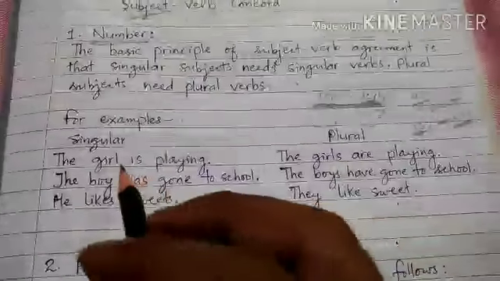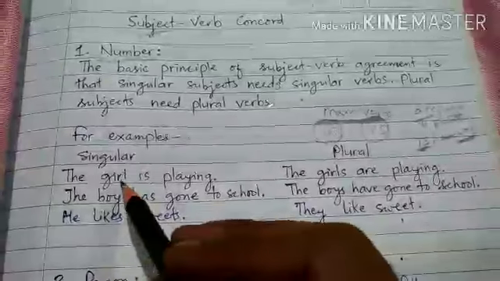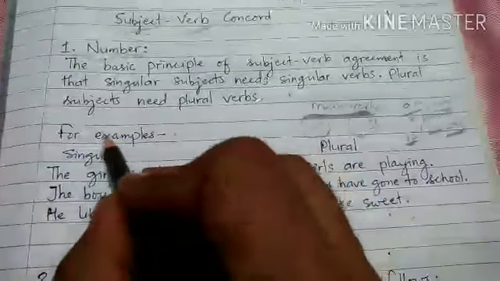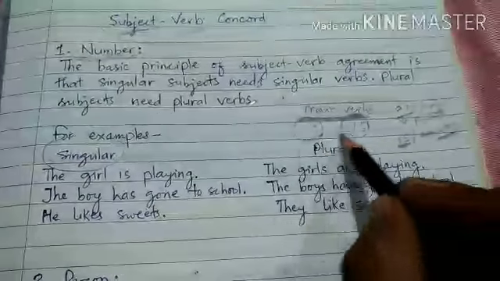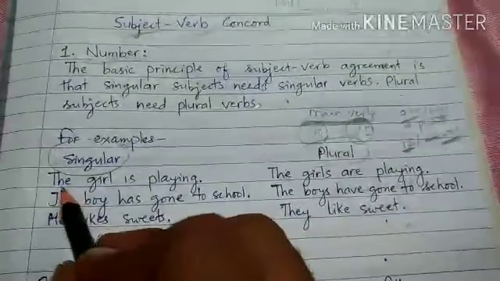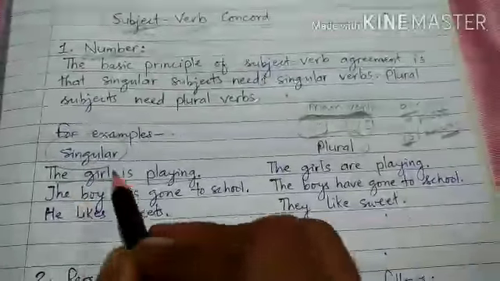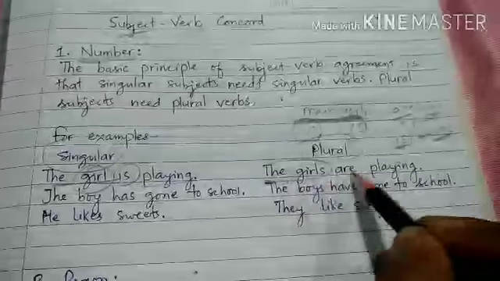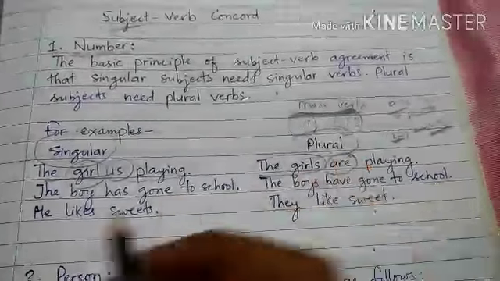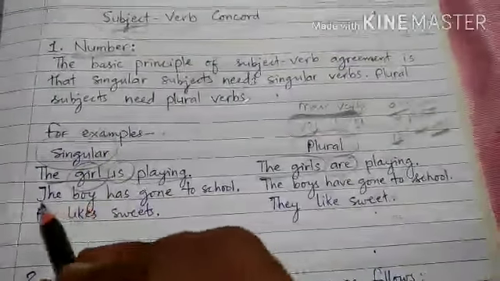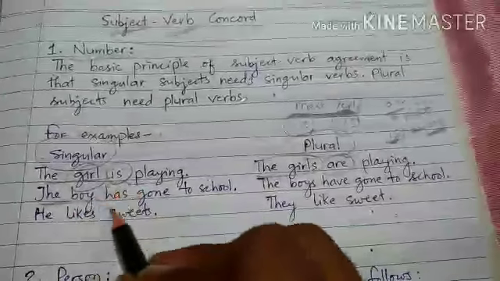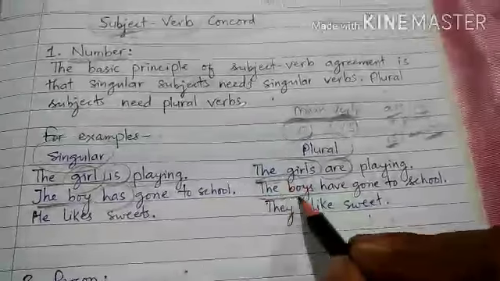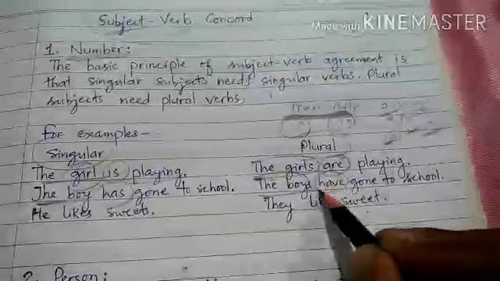Okay, so let us understand the concept of number: a singular subject means a singular verb, a plural subject means a plural verb. I have made two columns differentiating singular and plural subjects. Like, the girl is playing: here the subject, the girl, is singular, so is is singular. But the girls are playing: the subject is plural, so are is plural. The boy has gone to school: the boy is a singular subject, has is a singular verb. The boys have gone to school: the boys is a plural subject, have is a plural verb.